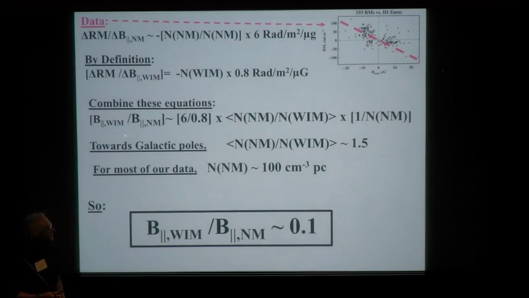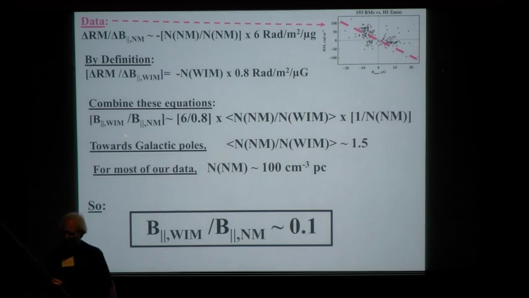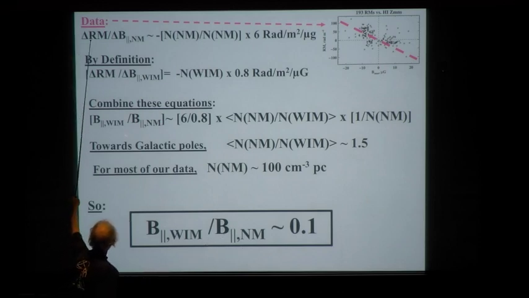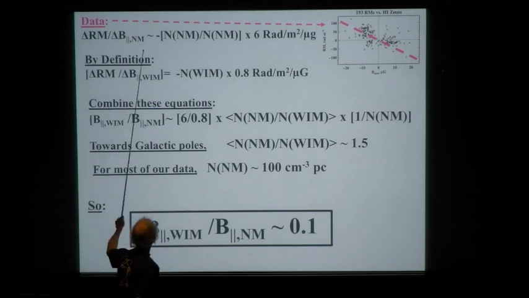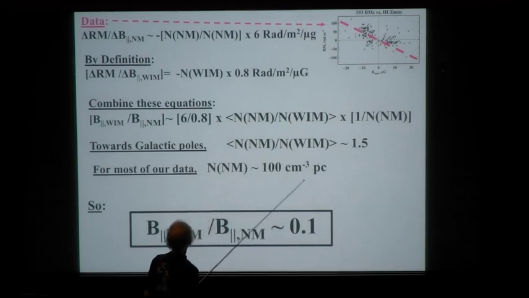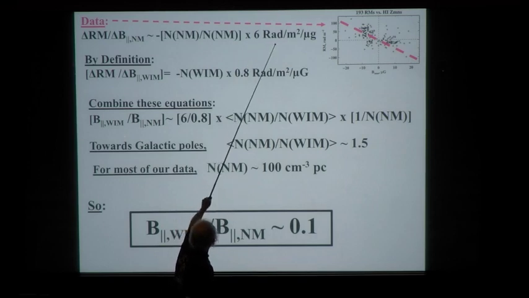Now we can do a little more with this correlation. That is, we can make an estimate for the magnetic field strength in the WIM. And I spent a lot of time last night doing this because of a conversation I had with Glenny's yesterday. So let me walk you through it. The data here, delta RM over delta B, is this line, very crudely. And that's about equal to 6 radians per square meter.